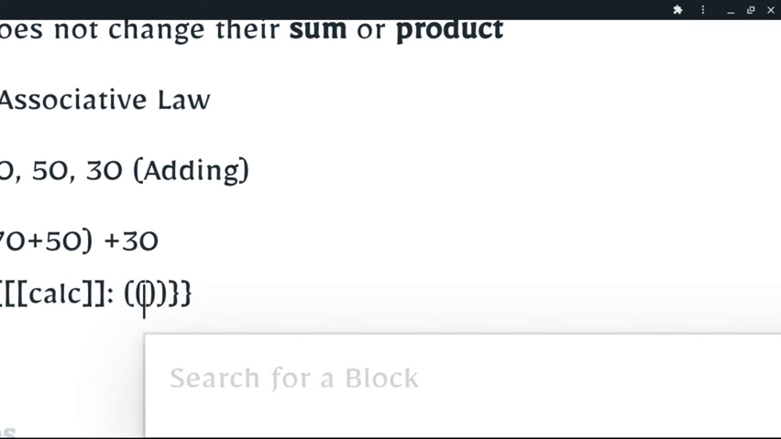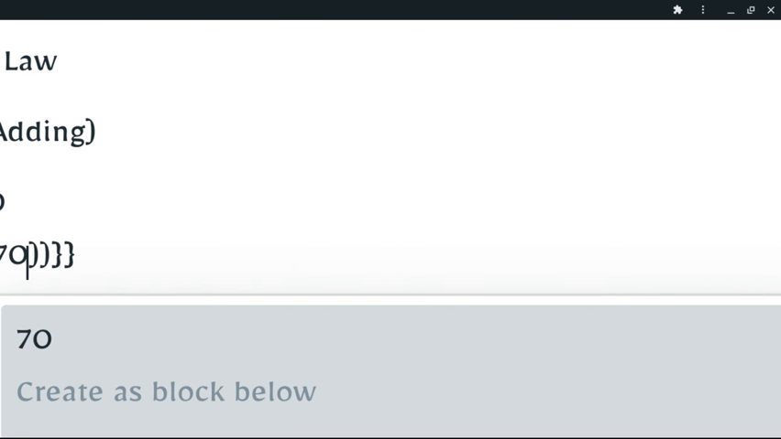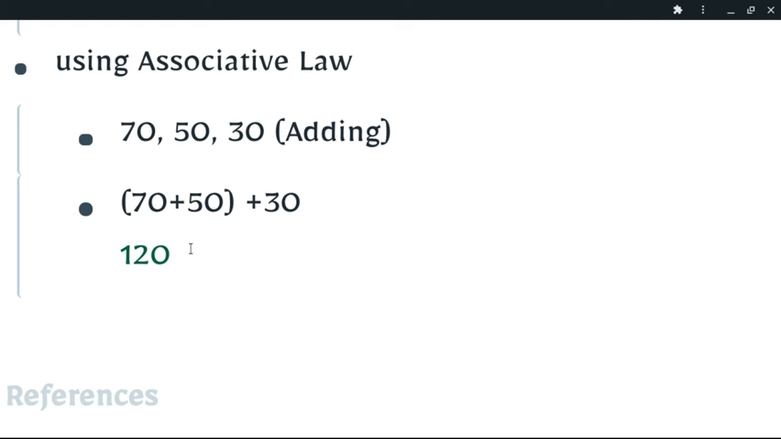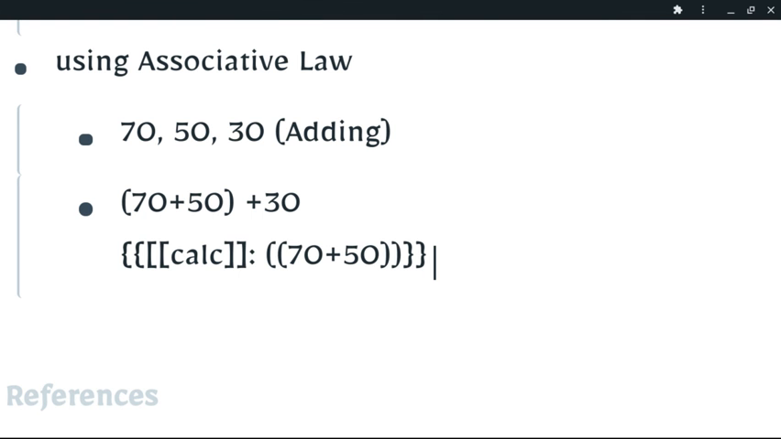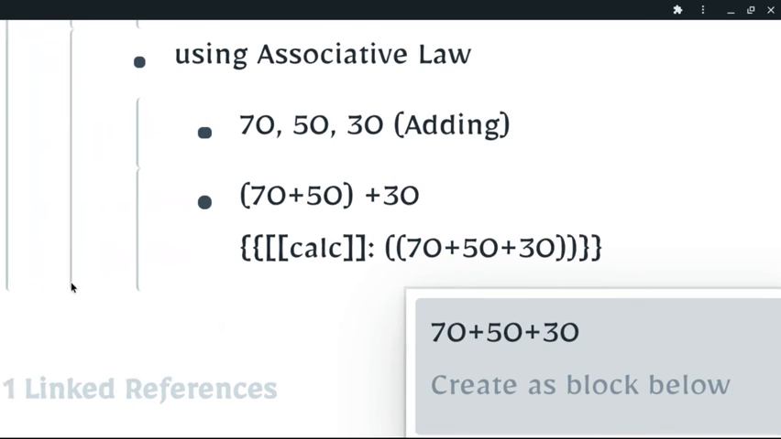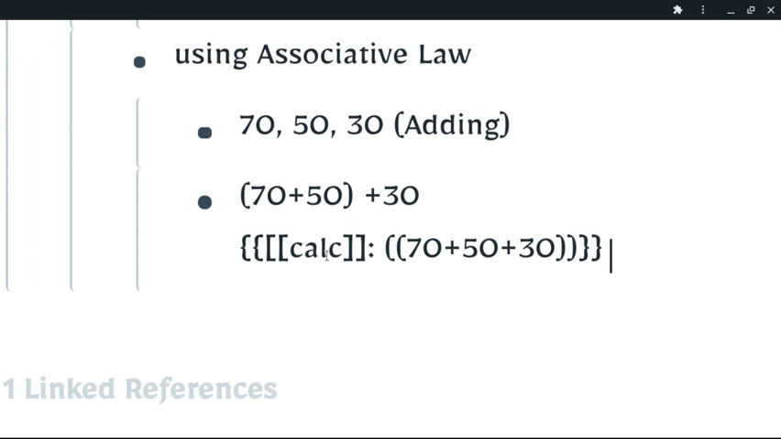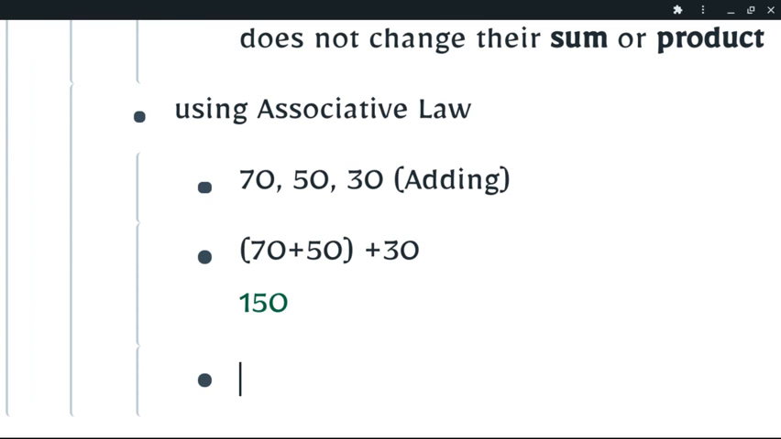Anyone? 70 plus 50? 70 plus 120, sir. 120. There you go, 120. And then now we're going to add that to 30. And let's see what we get. We get 150. So this was the first method of grouping numbers.